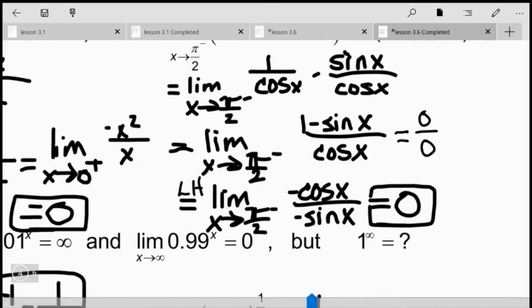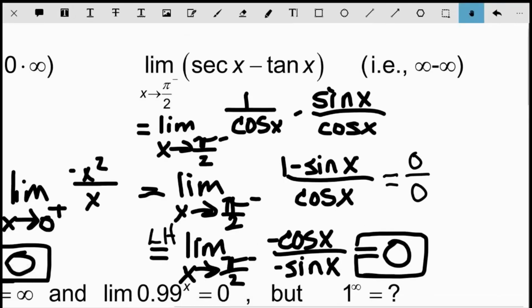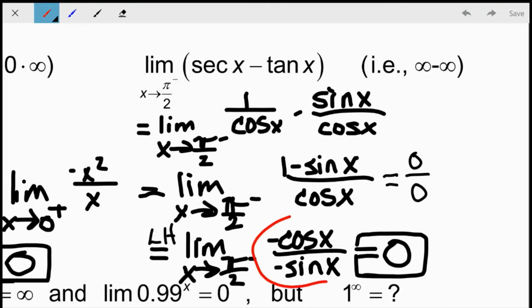Okay, and here's what you should have ended up with on that one. You can see that secant is the same as 1 over cosine, tangent's the same as sine over cosine, and then from there, I've basically rewritten this with the common denominator of 1 minus sine x over cosine x, which is essentially 0 over 0, if I try to do direct substitution. So using L'Hopital's rule, I can then take my derivatives, and in the end, you can see I get this form from my derivatives of negative cosine x over negative sine x, which is then going to give me 0.